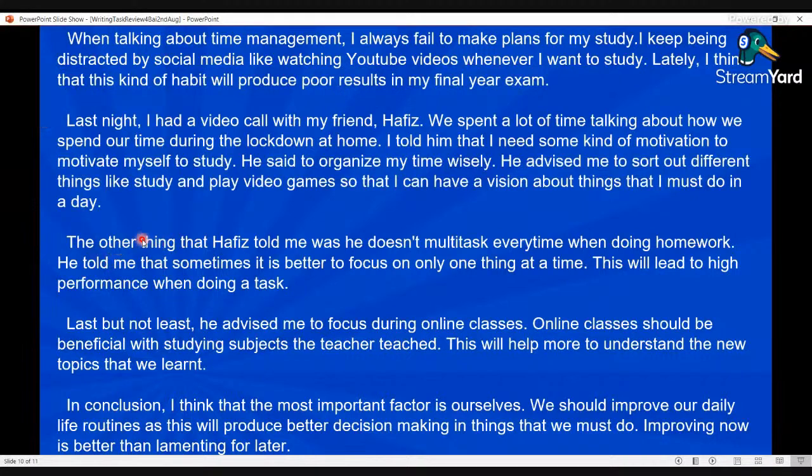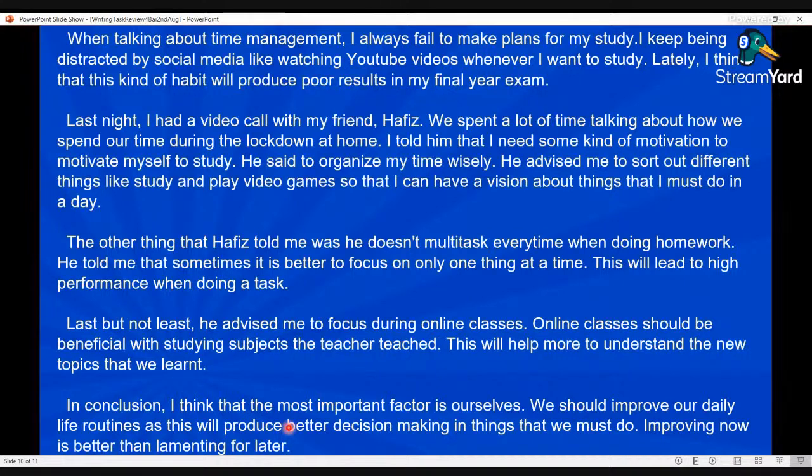The other thing that Hafiz told me was he doesn't multitask every time when he's doing work. He told me that sometimes it is better to focus on only one thing at a time. This will lead to high performance when doing a task. Last but not least, he advised me to focus during online classes. Online classes should be beneficial when studying the subjects the teacher taught. This will help me understand the new topics that we learn.